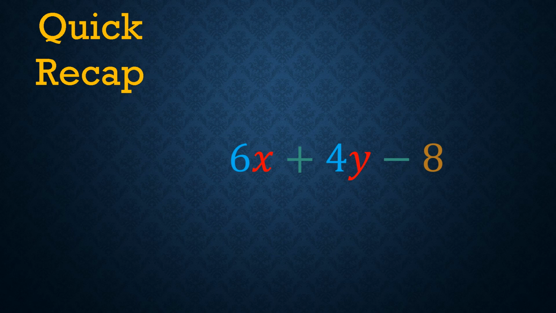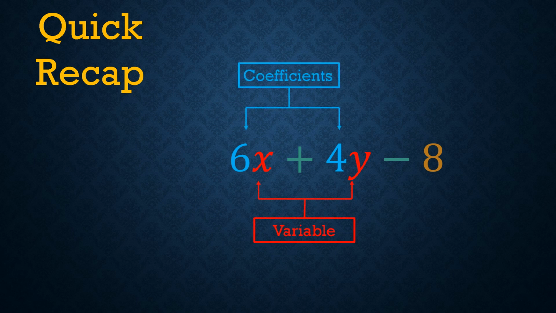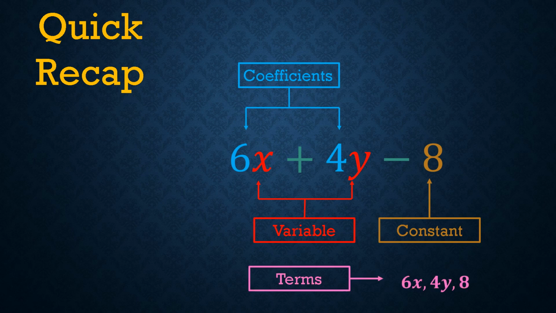Let's do a quick recap. 6x plus 4y minus 8. Remember, our variables are our letters. Our coefficients are our numbers that are before our variables. 8 is considered to be a constant, and there are 3 terms in this expression: 6x, 4y, and 8.